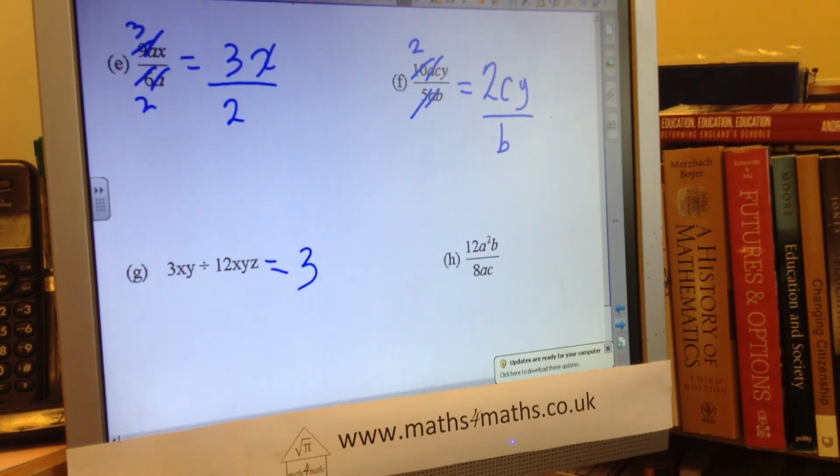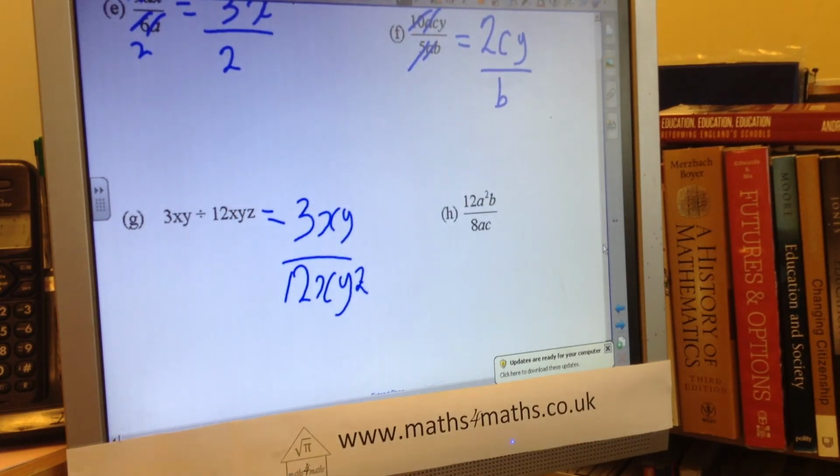The best way of dealing with this is to write it as a fraction. So we have that to be 3xy over 12xyz. The numbers will cancel out. 3 here, 1; 3 here, 4. So we have 1 quarter. 1x cancels out 1x, 1y cancels out 1y. So the numerator is left with only 1, and the denominator has z left. So we have 1 over 4z. H.